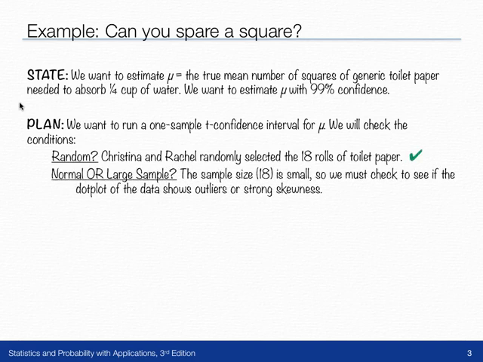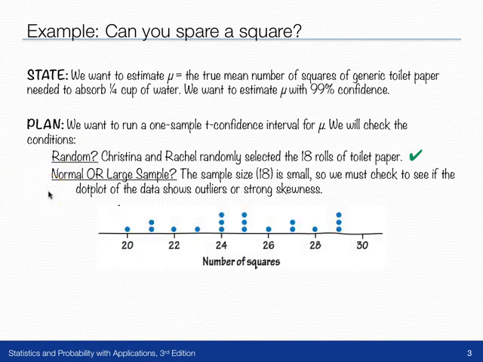The second condition is an either-or scenario. Is the distribution normal that we want to use, or is the sample large enough? The sample size of 18 is small, that is, it's smaller than 30, so we have to check the dot plot of the actual data that we have, and we need to see if it shows outliers or strong skewness, any obvious signs of non-normal behavior.